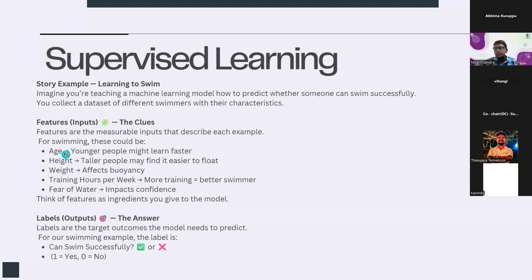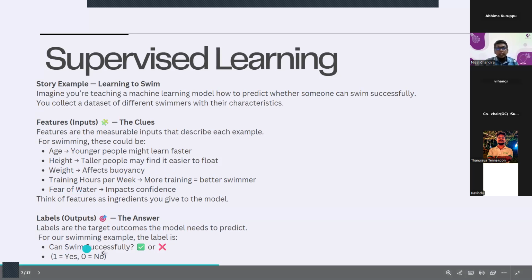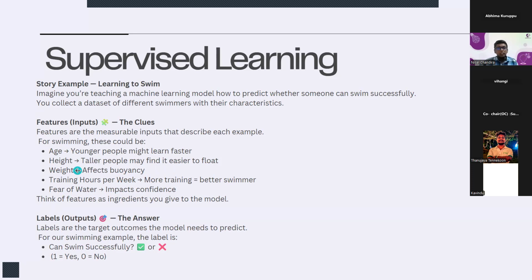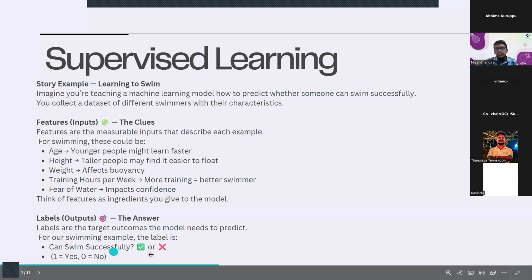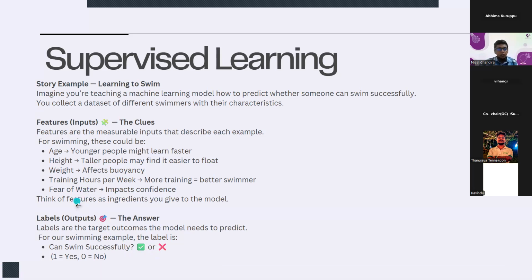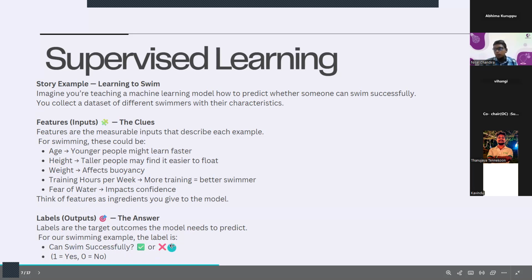So what are the factors that affect whether you can swim or not? Let's imagine age, height, weight, training hours per week, and fear of water. These are the 5 factors, the 5 features, that affect whether someone can swim successfully or not. So what are these? Age, height, weight, training hours per week, and fear of water. Based on them you predict whether you can successfully swim or not.